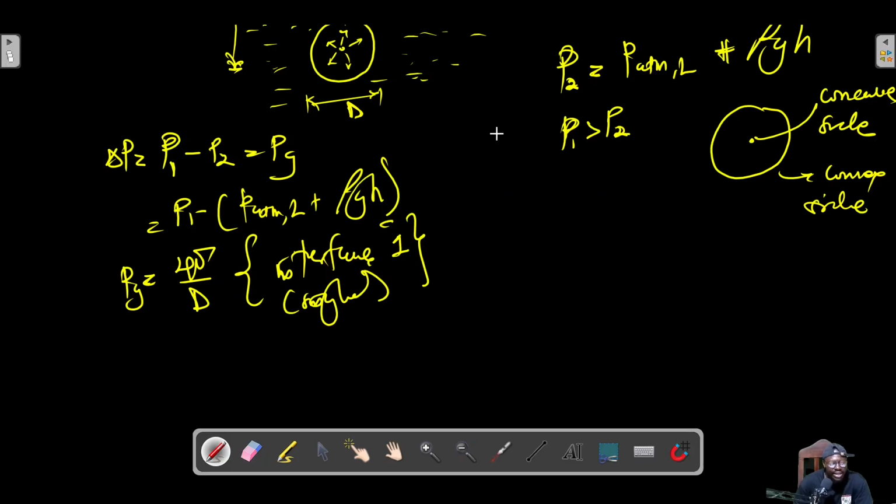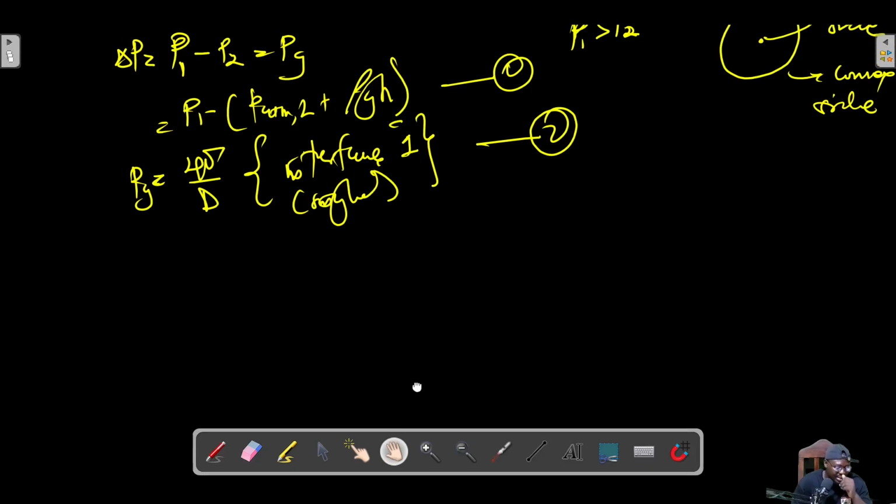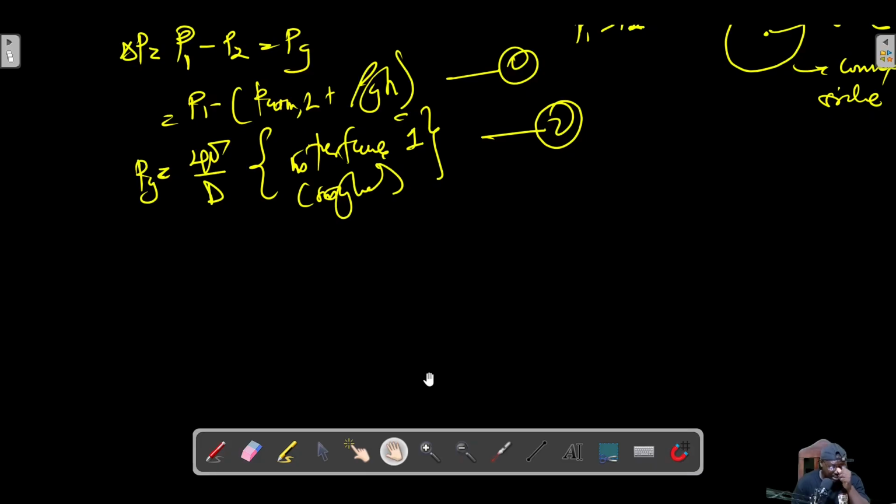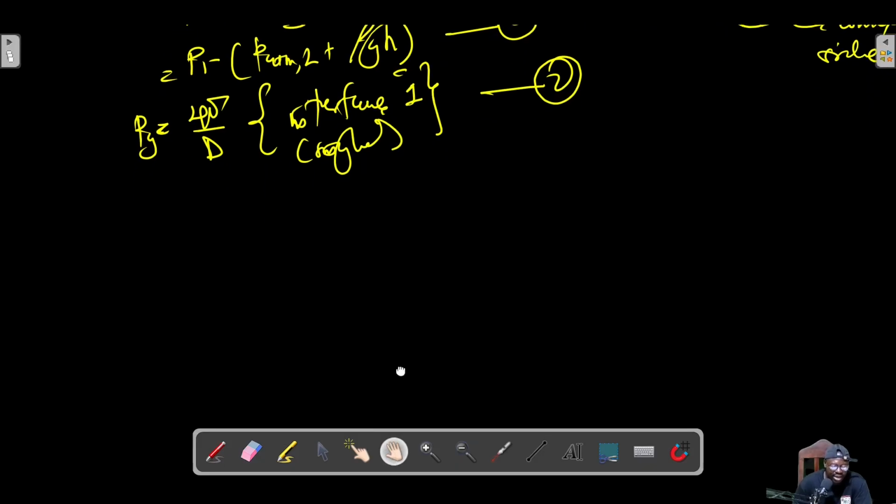Then we can apply this. So these two equations are applied to find the gauge pressure within a droplet filled with gas.